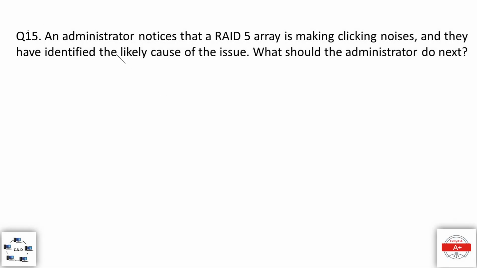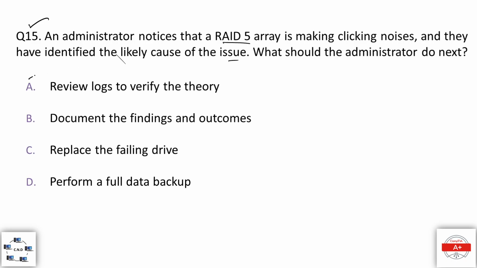Question number 15, and the last question in this part of the video. An administrator notices that a RAID 5 array is making clicking noises and they have identified the likely cause of the issue. What should the administrator do next? The options are: option A, review the logs to verify the theory; option B, document the findings and outcomes; option C, replace the failing drive; and option D, perform a full data backup.